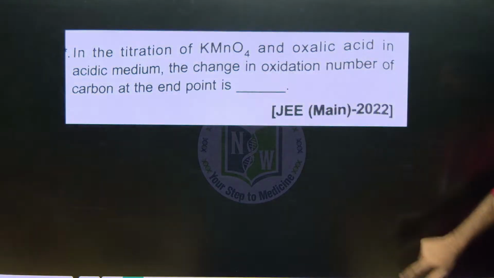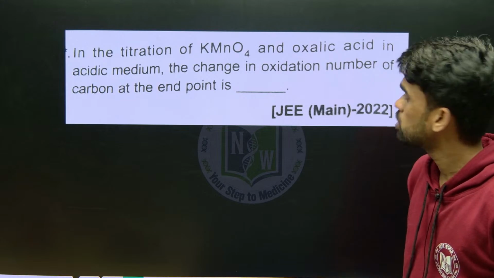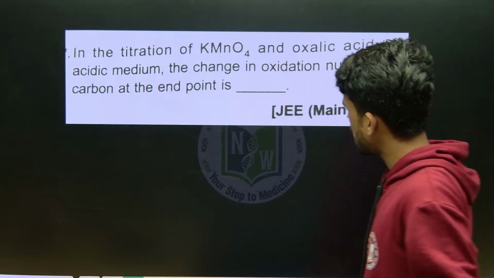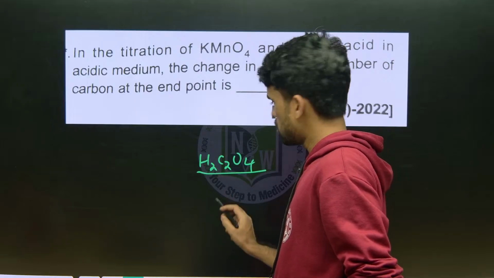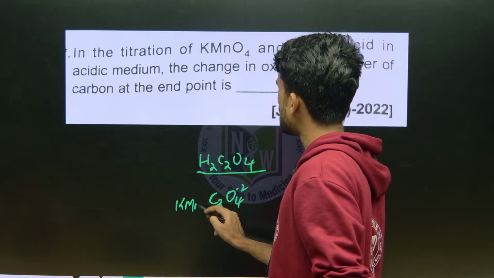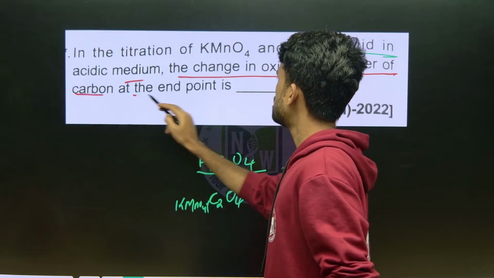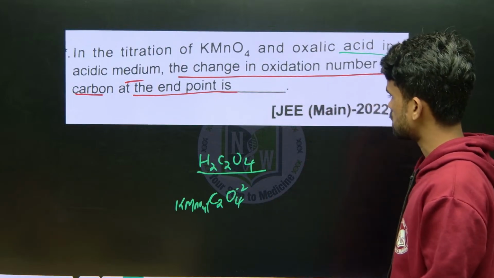Can you answer this? Read the question once. What they are asking: in the titration of KMnO4 and oxalic acid, it means that oxalate ion we have taken. Oxalic acid is nothing but H2C2O4. This formula you should remember. That is nothing but oxalate ion you can take here. So with KMnO4, in acidic medium, what is the change in oxidation number of carbon at the end point?